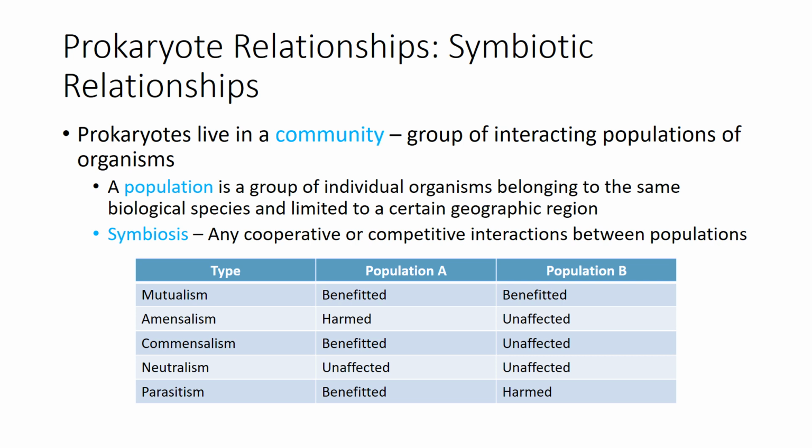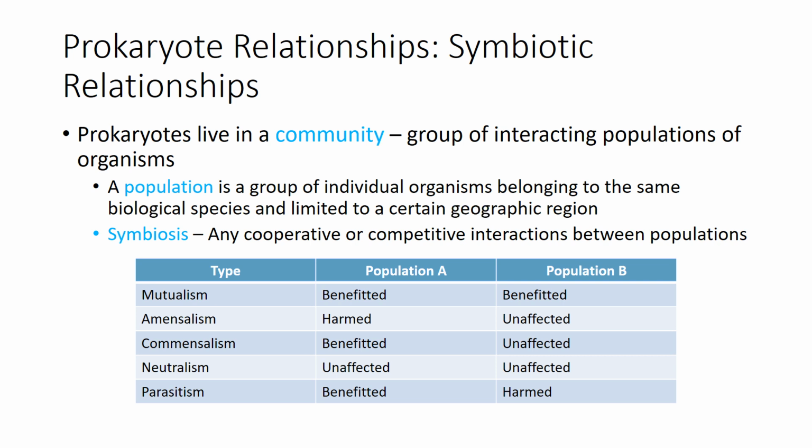As we move along in the chapter, there's a few terms that you need to become familiar with. The first term is community. A community is the term we use for how the prokaryotes live. A community is going to be a group of interacting populations of organisms. A population is a group of organisms that belong to the same species and are in a limited geographic region. When we think about a population, those organisms that are living in that close geographic region are going to typically have some sort of effect on each other.